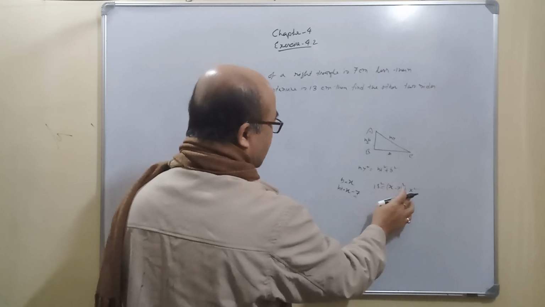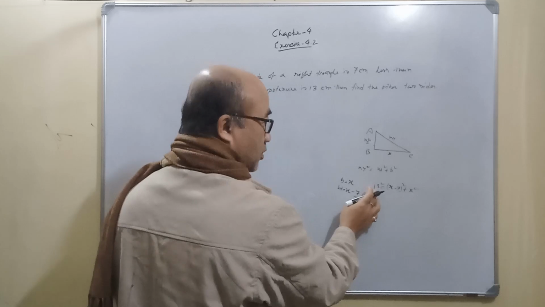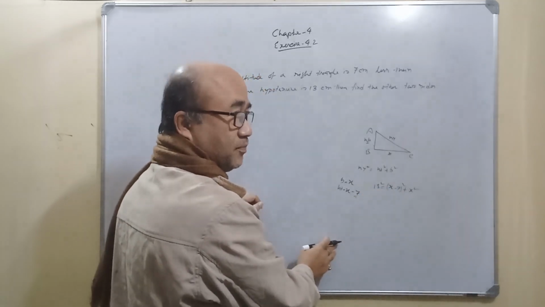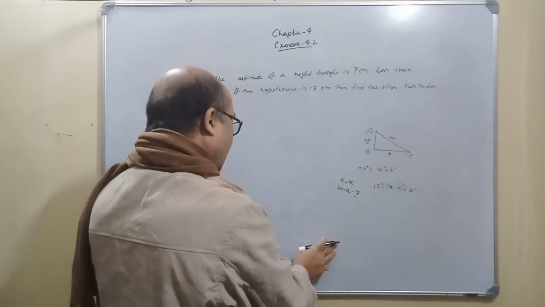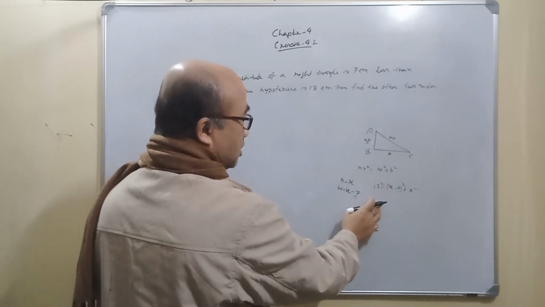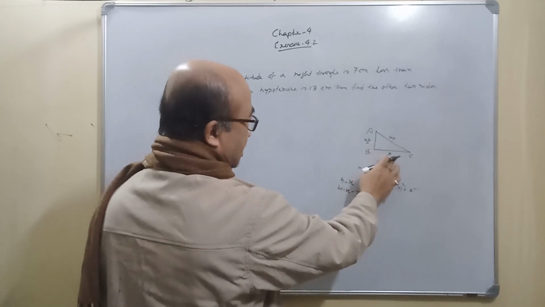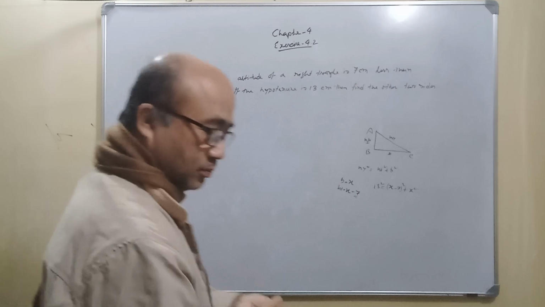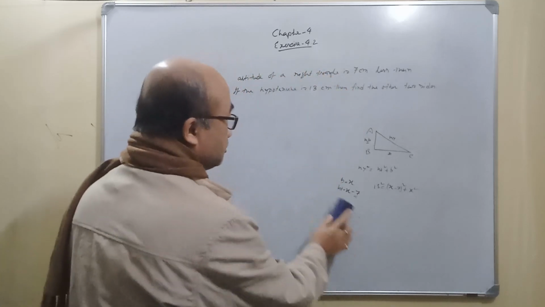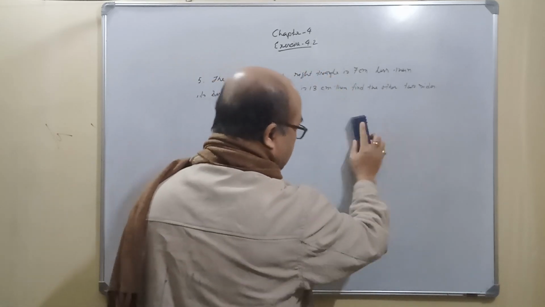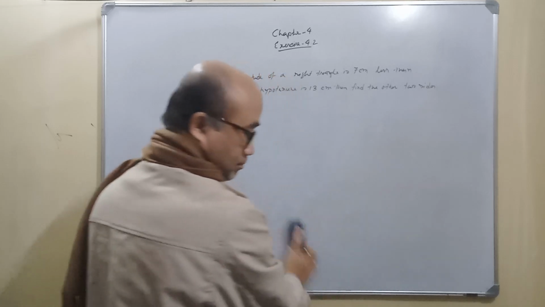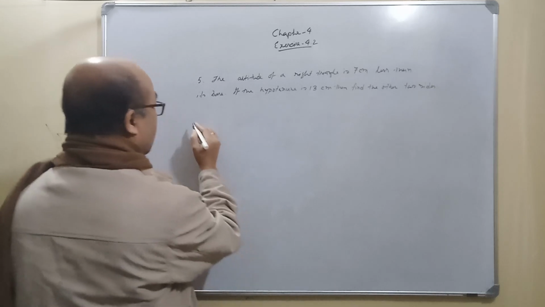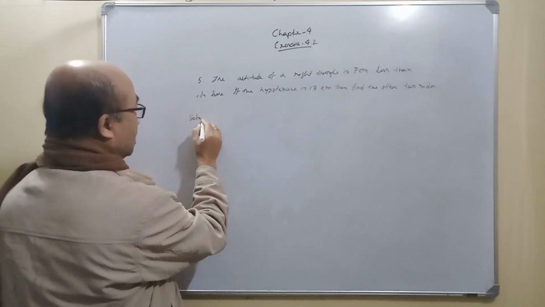Altitude square plus base square is equal to hypotenuse square. So we get a quadratic equation, and by solving the quadratic equation, we get the base and the altitude. Let us do the problem properly. Here is a solution.